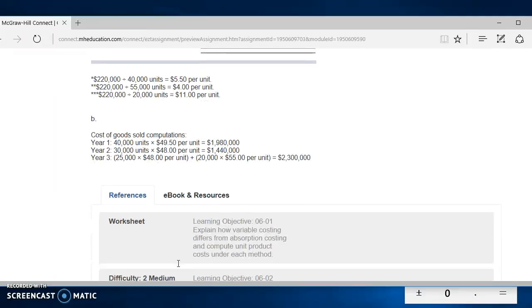All right, and then your cost of goods sold computation. So you sold 40,000 units, and then the cost per unit was $49.50. So your cost of goods sold. Year 2, you sold 30,000 units. Cost per unit was $48. That's your cost of goods sold. And then year 3, it looks like you sold 25,000 of this unit and then 20,000 of this unit. So that's your total cost of goods sold.